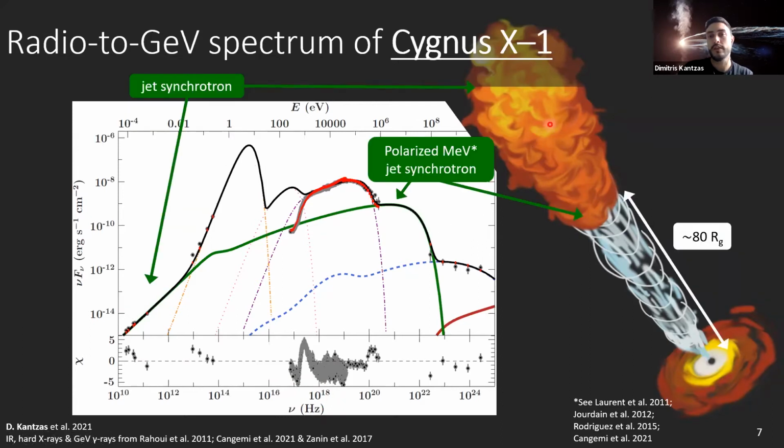So first of all, the outer regions of the jets contribute via synchrotron radiation in the radio band. Now, to explain the polarized MeV flux, that has to be synchrotron radiation, but coming from a different region from the jets, and in particular, it's the particle acceleration region. And the best fit value for this region is of the order of 80 gravitational radii from the black hole.